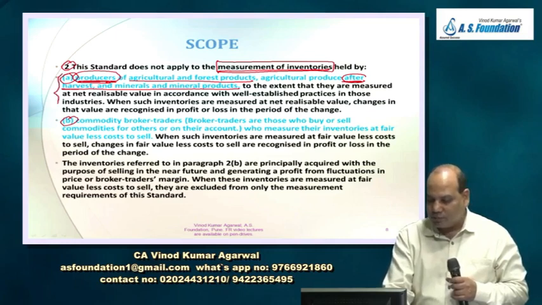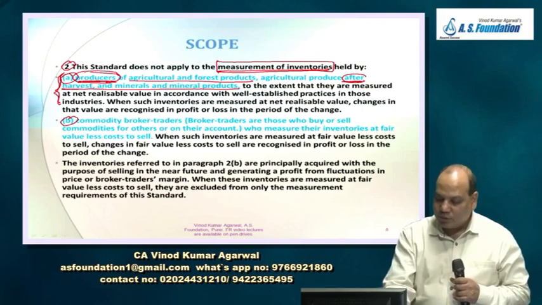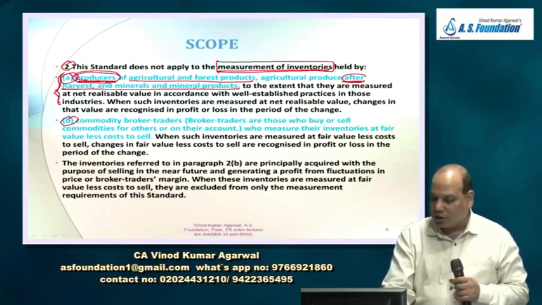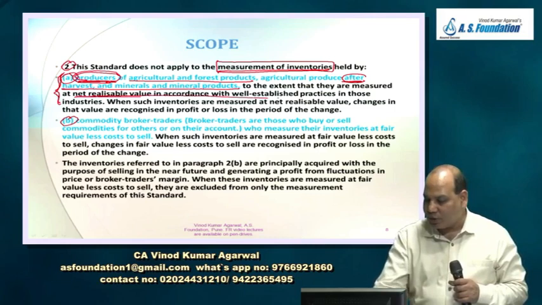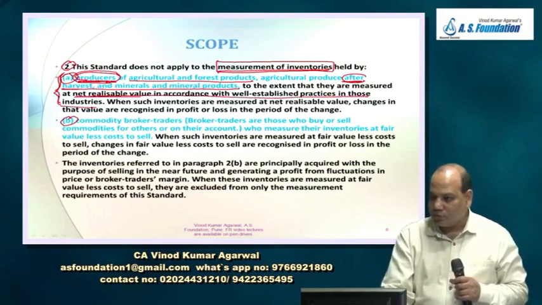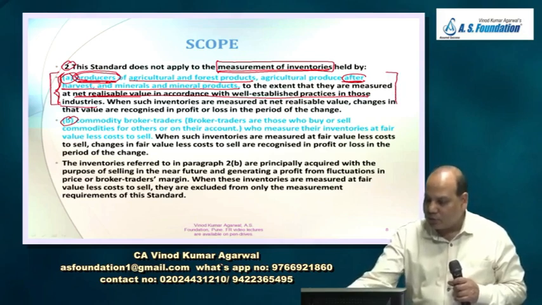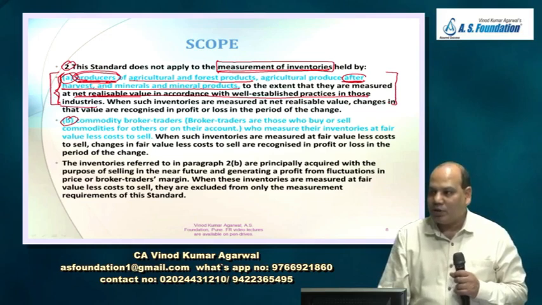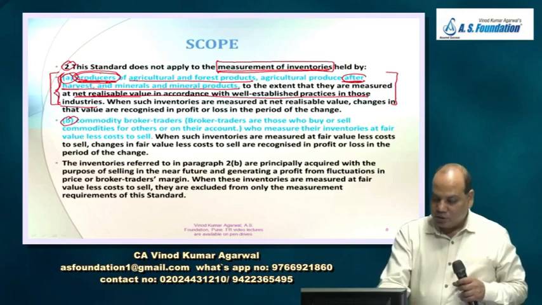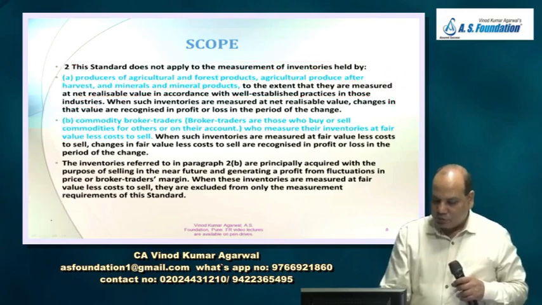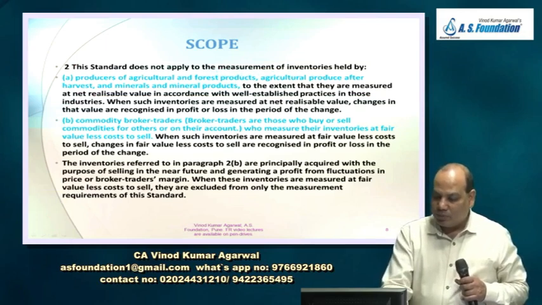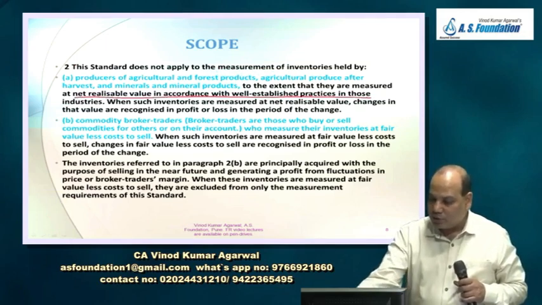Valuation of such items is not very easy because you can't calculate the cost. So normally such people value their inventory at NRV as per the practice established in those industries. So measurement will be as per the respective practices followed by the industry, not as per the standard. This standard says cost or NRV, whichever is lower. But this kind of people, the producers, can't calculate the cost, and they measure the NRV as per the practices followed in those industries.